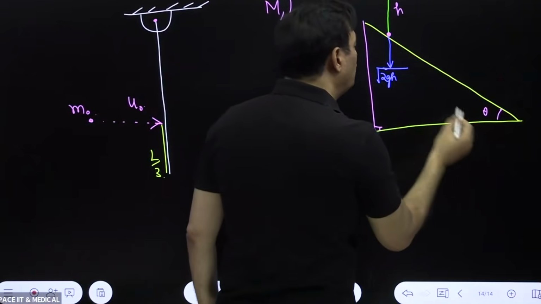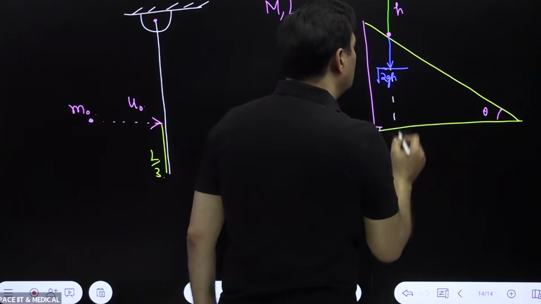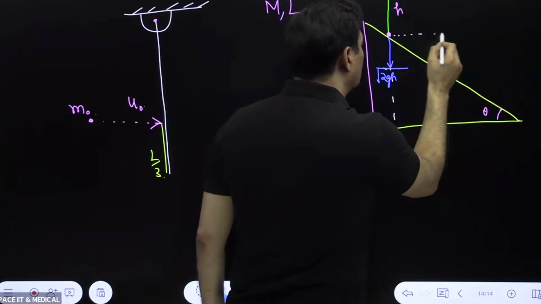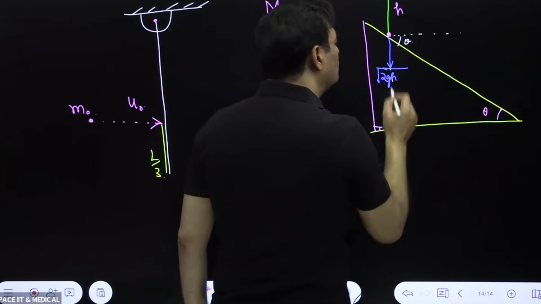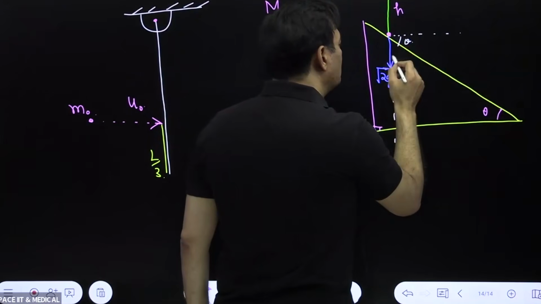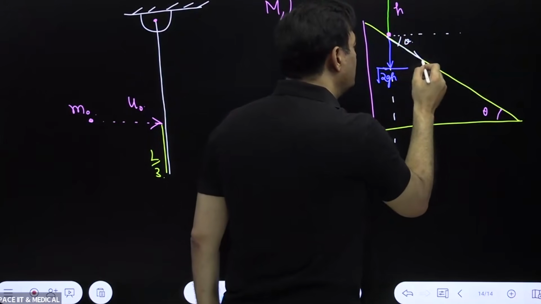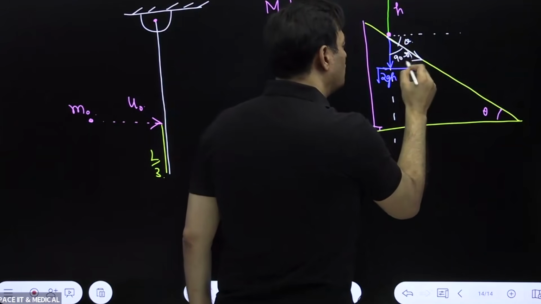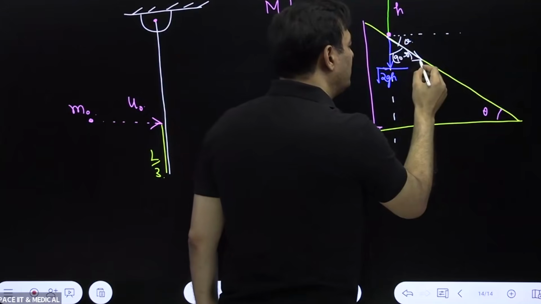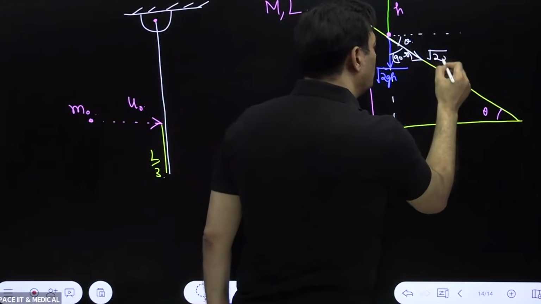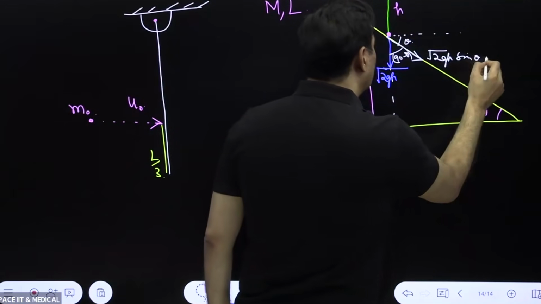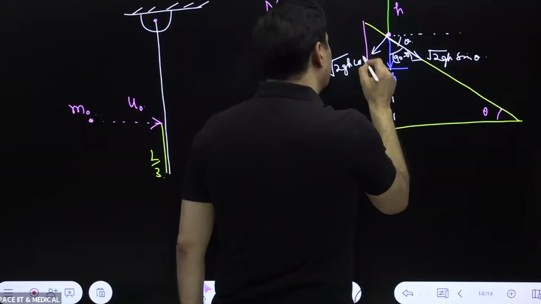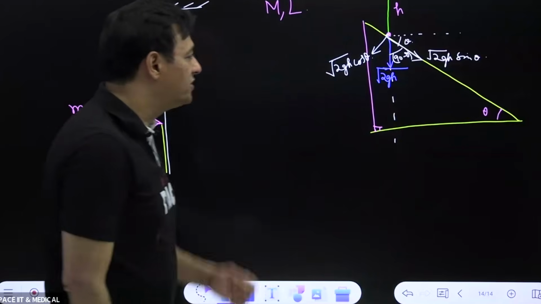Now, just before collision, this velocity will have two components. This angle is 90 minus theta, and this is theta. So root 2 gh cos of 90 minus theta will be root 2 gh sin theta in this direction, and root 2 gh cos theta in this direction. This will be the velocity just before collision.